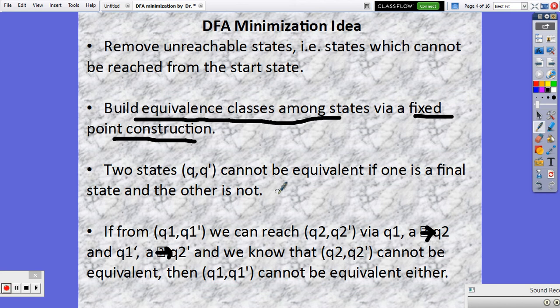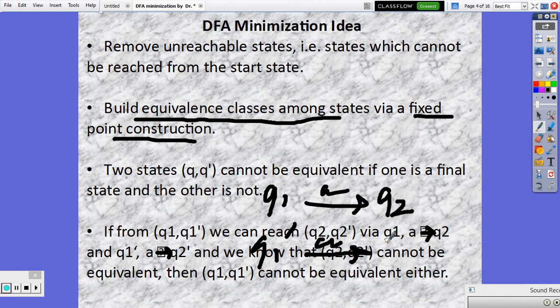The meaning of this is, for example, if I have Q1, I have Q1 dash. If I input a into this, and if I input a into this state, and if I am reaching here Q2, and here I am reaching Q2 dash, and if it is given that these are not equivalent, when I say not equivalent means one state is final and one state is not final, or this is non-final, this is final, then these are non-equivalent. If these are non-equivalent, then these are also non-equivalent. This is the property.